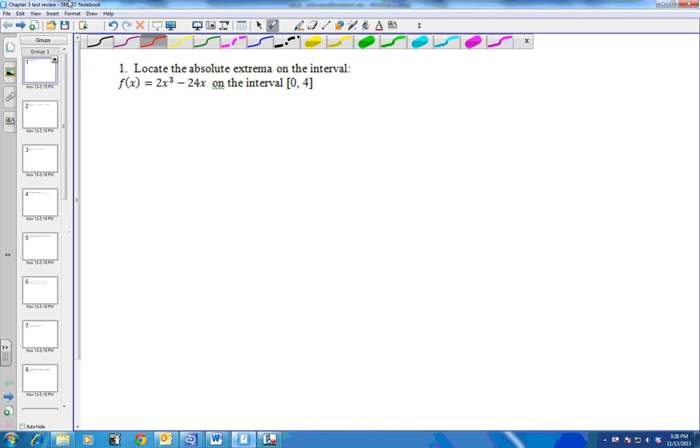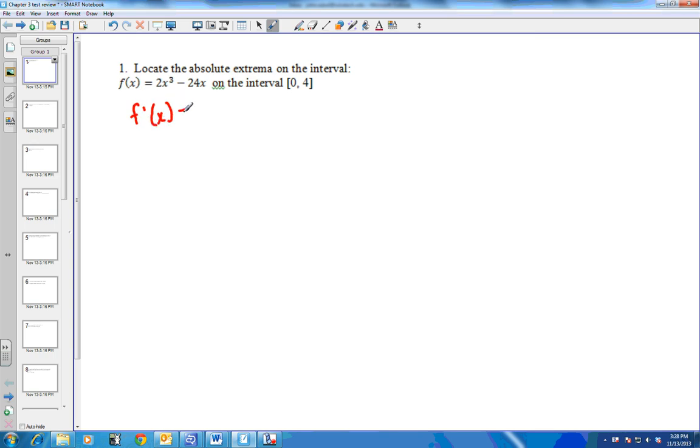Okay, this is number 1 on your chapter review. Locate the absolute extrema on the interval. We know that absolute extrema means absolute maxes or mins, and we find absolute maxes or mins by finding the derivative, setting it equal to 0. So the derivative of 2x cubed is going to be 6x squared minus the derivative of this would be 24.